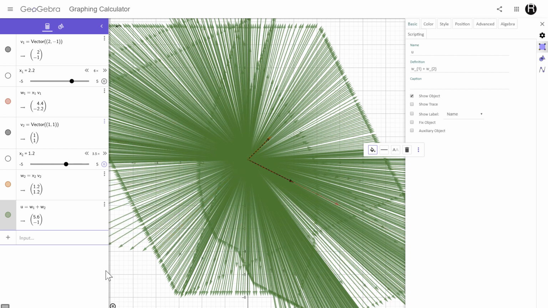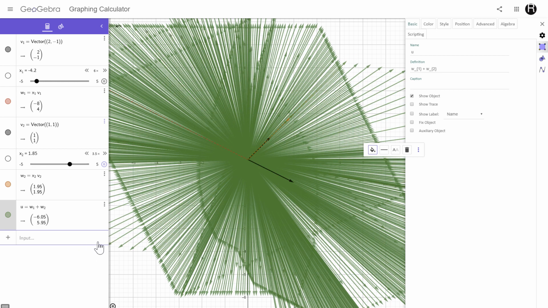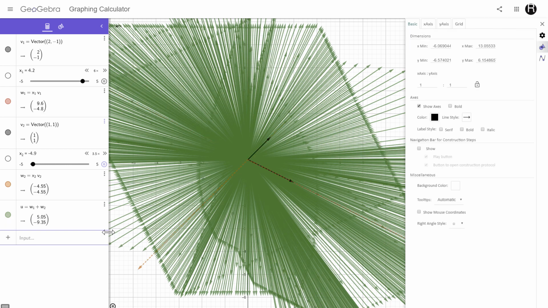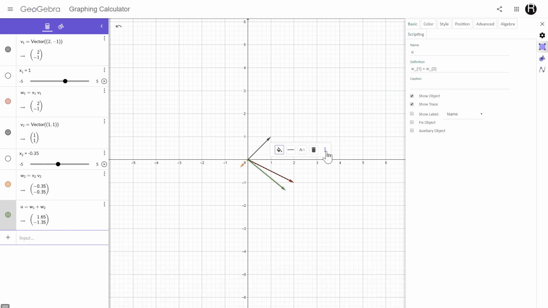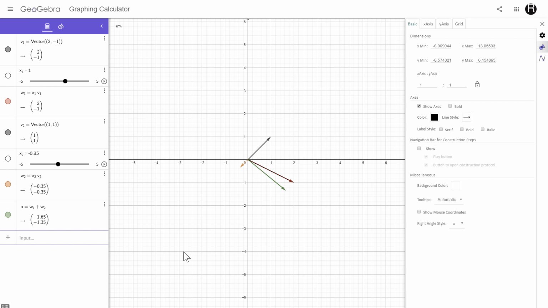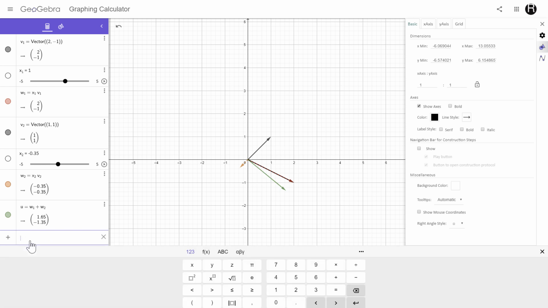All right, maybe that's enough of that. Let's stop this animation and keep this from doing the trace now. And so this thing looks like it spans all of the XY plane.